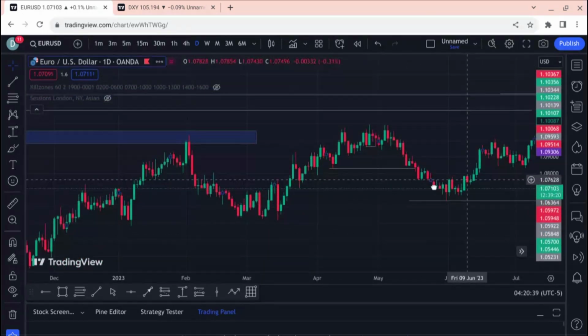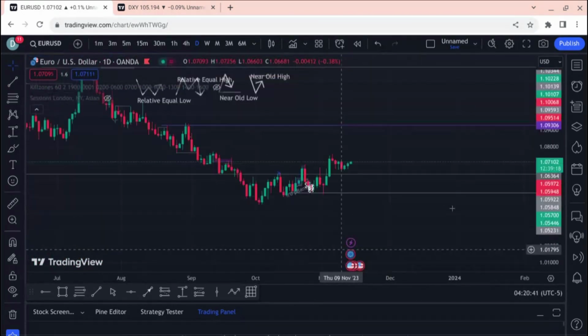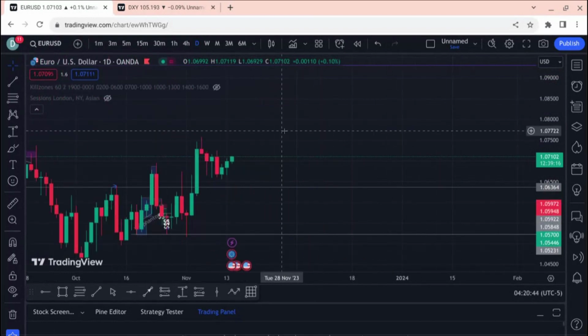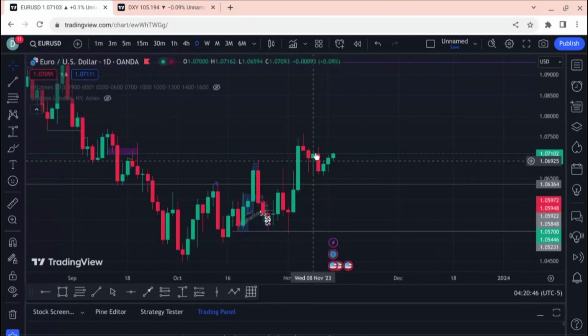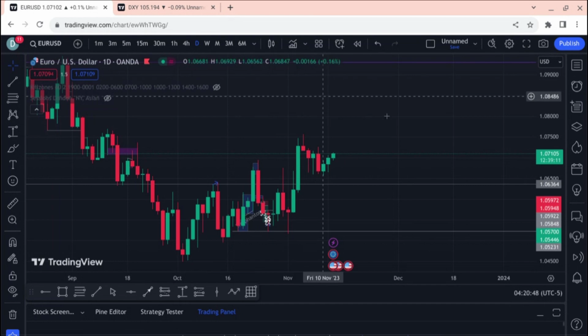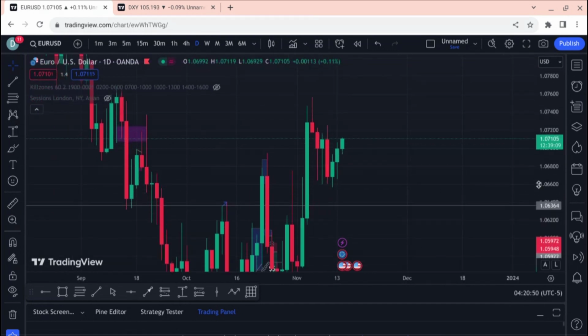This is our chart. Wednesday. This is Wednesday last week. This is it here, Wednesday. This is Wednesday here. So let's come to a lower time frame.